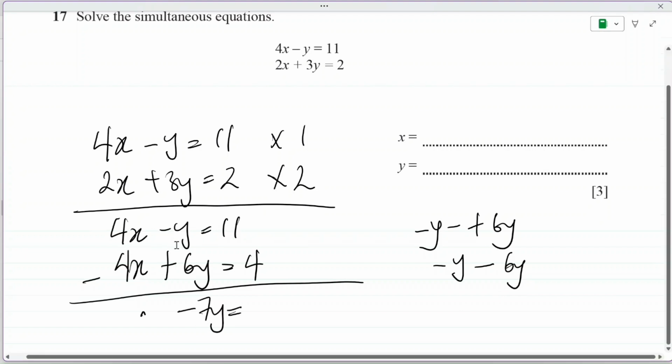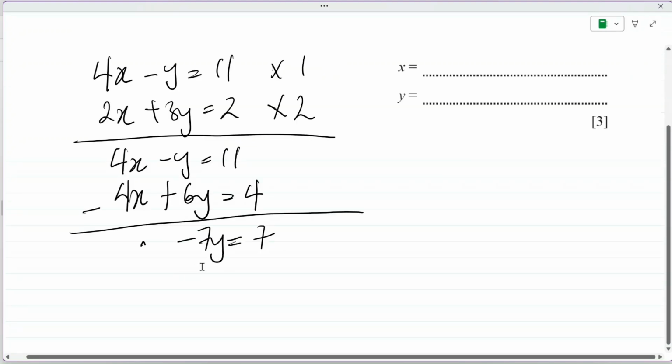If you jump on this and say y minus 6y, you get minus 5y, which is wrong. You have to get minus 7y. The actual answer is minus 7y. Then you have 11 minus 4. 11 minus 4 will give you 7. So this is 7. For us to find y, we divide both sides by minus 7.